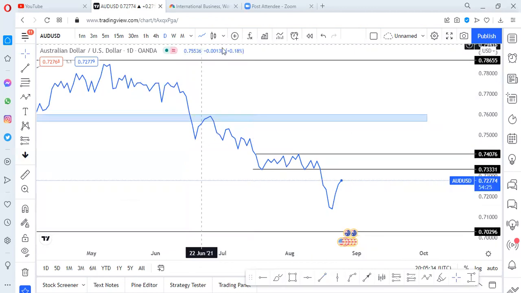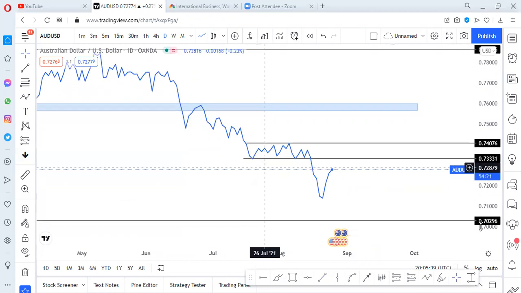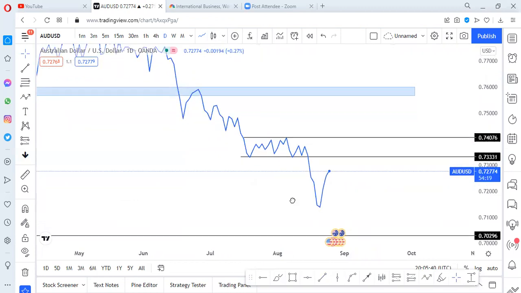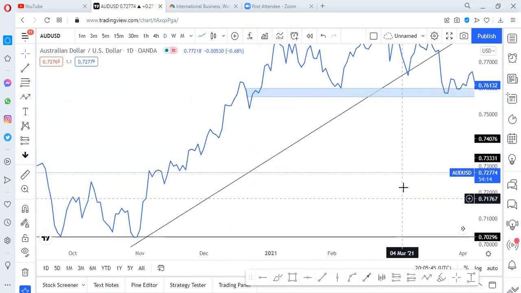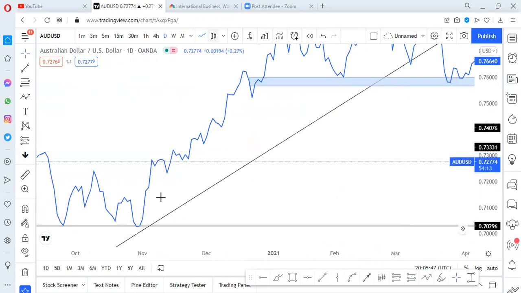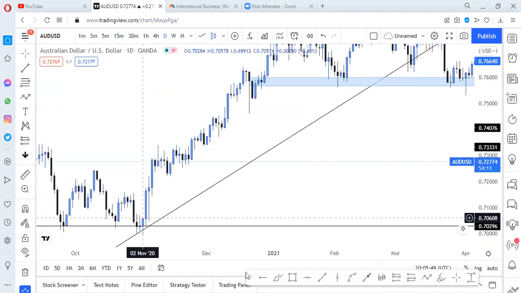So now we can see price has not yet touched the major support. What is our major support? Let me do this just to make sure we're on the right track.